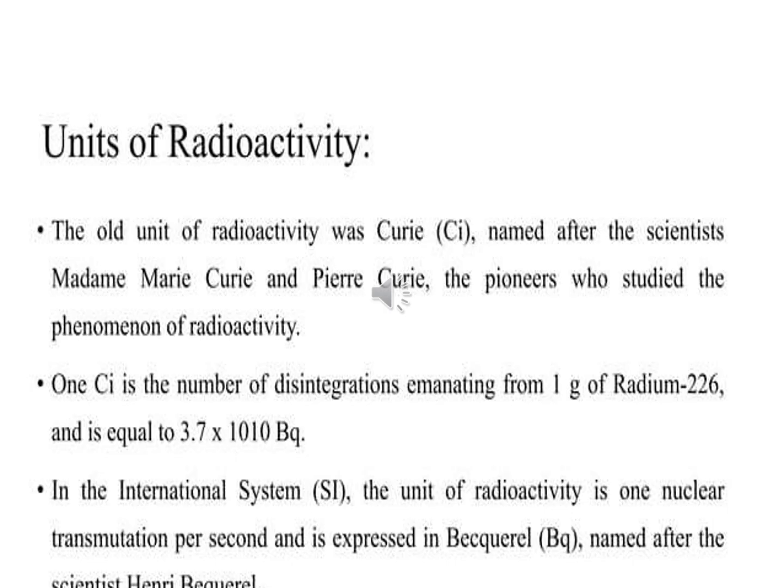Units of radioactivity. The old unit of radioactivity was the Curie, named after Madame Marie Curie and Pierre Curie, the pioneers who studied the phenomenon of radioactivity. One Ci is the number of disintegrations emanating from 1 gram of radium-226 and is equal to 3.7 × 10^10 disintegrations per second. In the international system, SI, the unit of radioactivity is 1 nuclear transmutation per second, expressed by the Becquerel, named after the scientist Henri Becquerel.